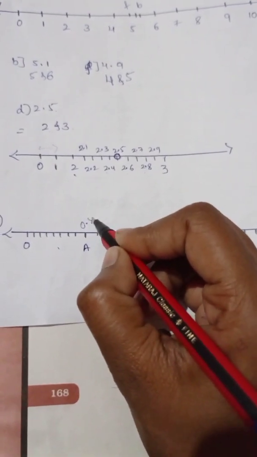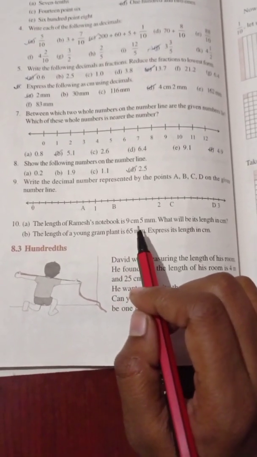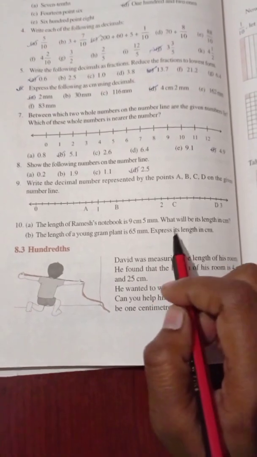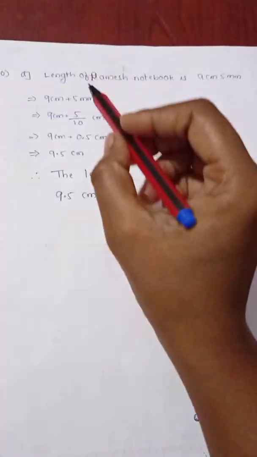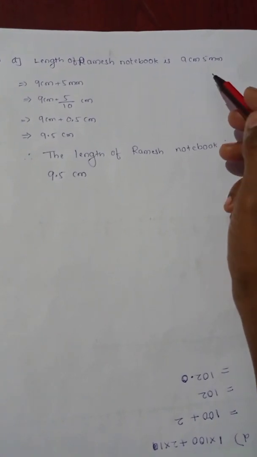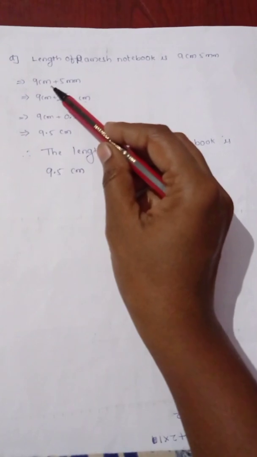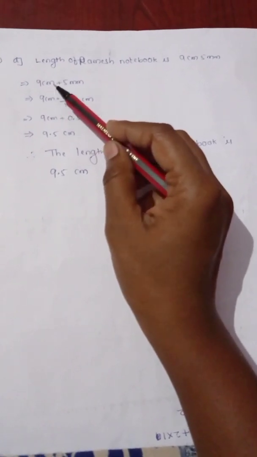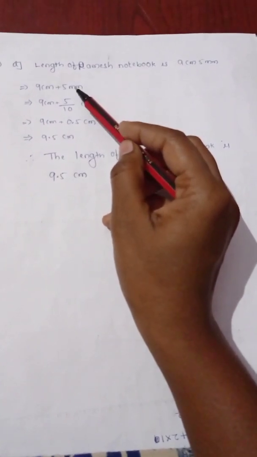Children, remaining will be homework. Okay. The length of Ramesh's notebook is 9 centimeter 5 millimeter. What will be its length in centimeter? So, the length of Ramesh's notebook is how much, children? 9 centimeter 5 millimeter. Here I have centimeter as I said, so I won't convert this part. Only this part I will convert into centimeter.